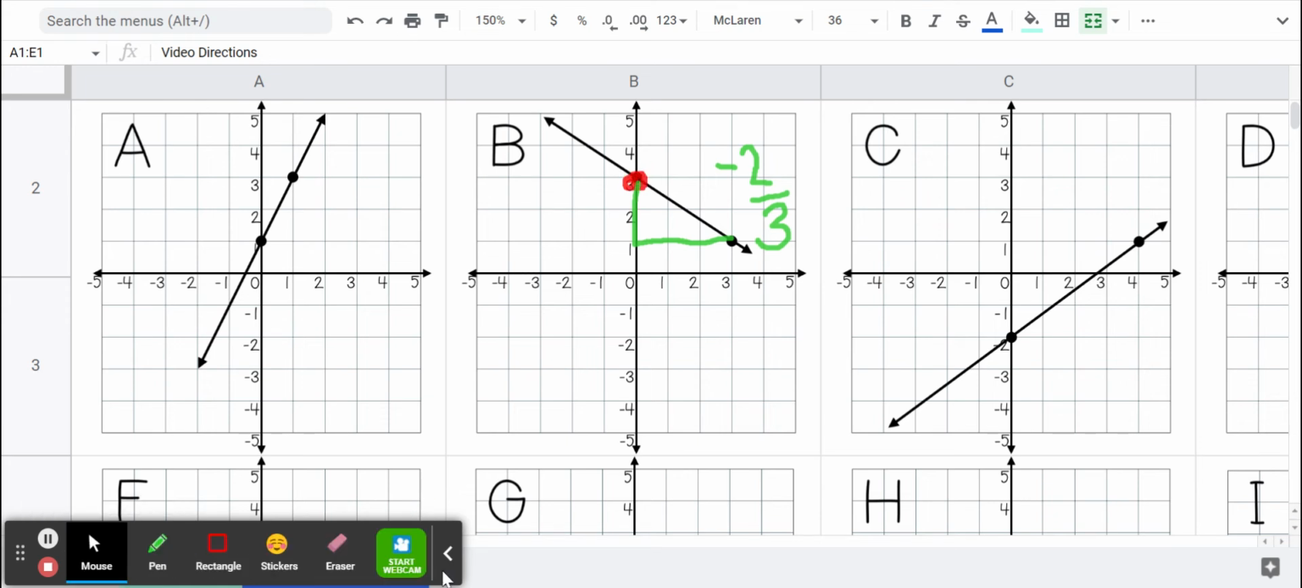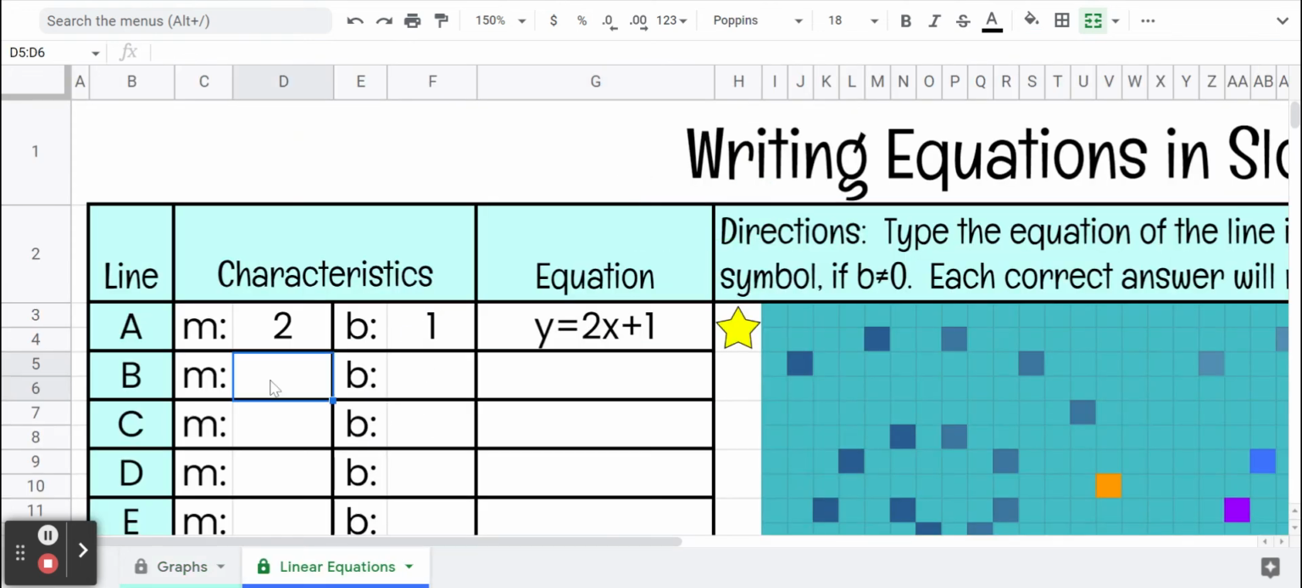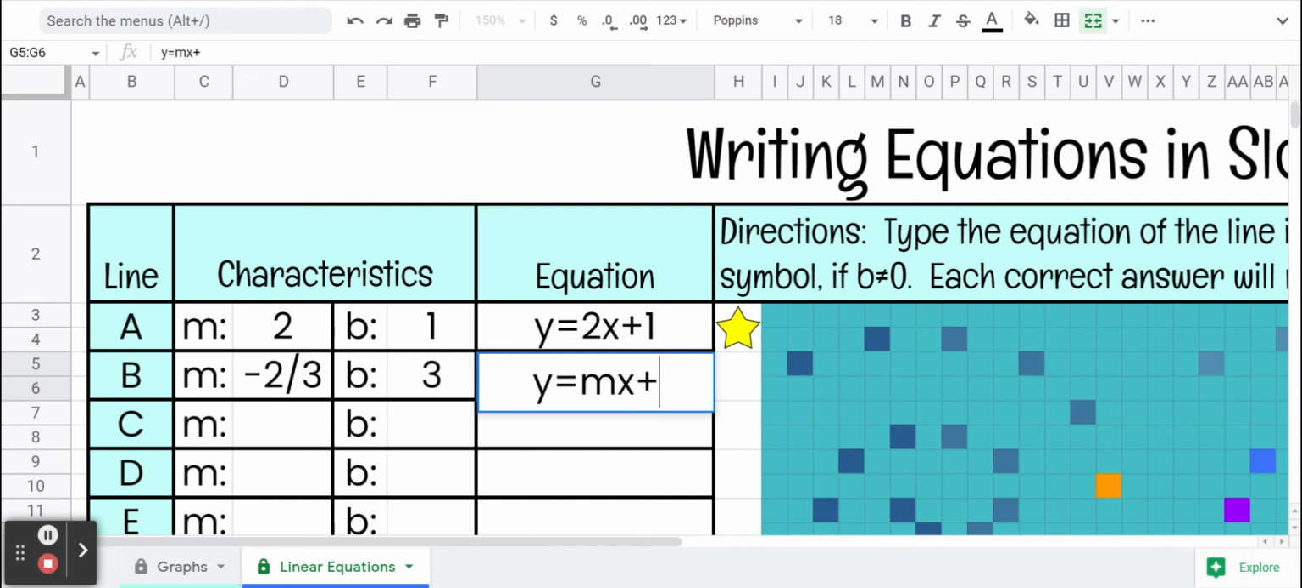All right, so I'm going to click the other tab. So the slope is negative 2/3, and the y-intercept was at 3. The equation is y equals mx plus b. I'm going to replace m with negative 2/3, and I'm going to replace b with 3.